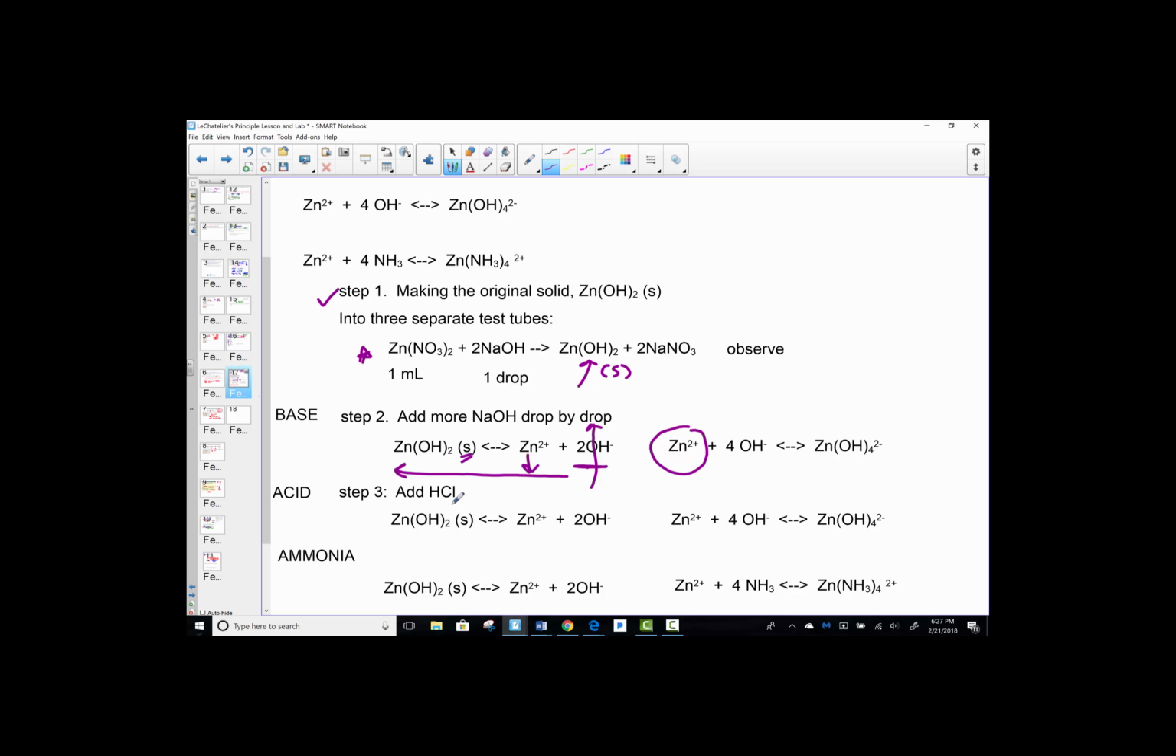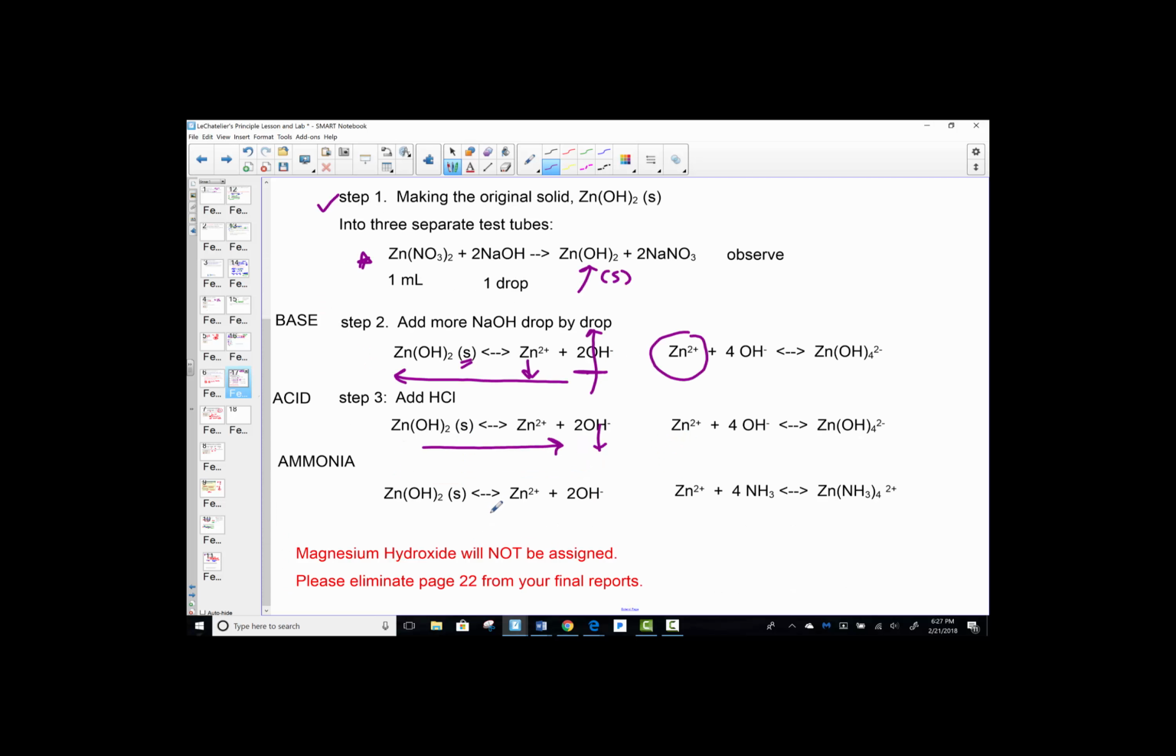If you add acid, you're decreasing the amount of hydroxide, and therefore you can predict that the solution will become clear. And adding ammonia, again, look at this equation. Adding ammonia consumes the zinc. If you consume the zinc, you can predict what will happen according to Le Chatelier's principle. So this one, you have to make the solid and then stress that equilibrium by adding different reagents, but you'll know what side of the arrow you're on. Either it's cloudy or it's clear based on left or right of the reaction.